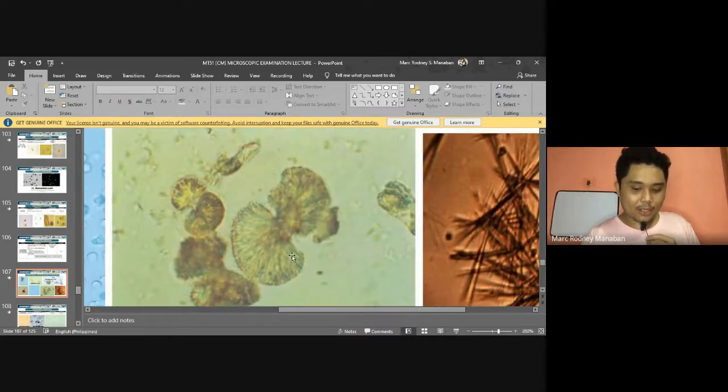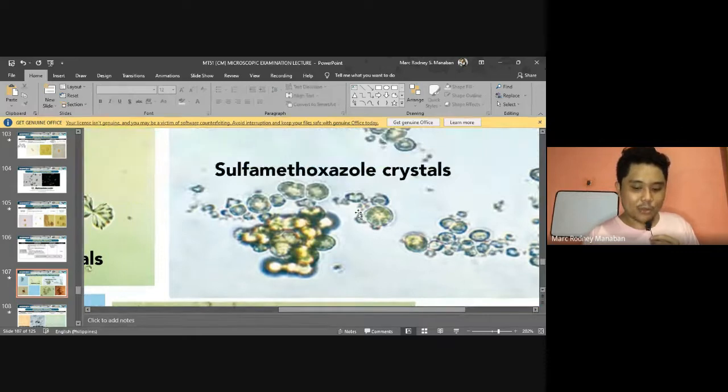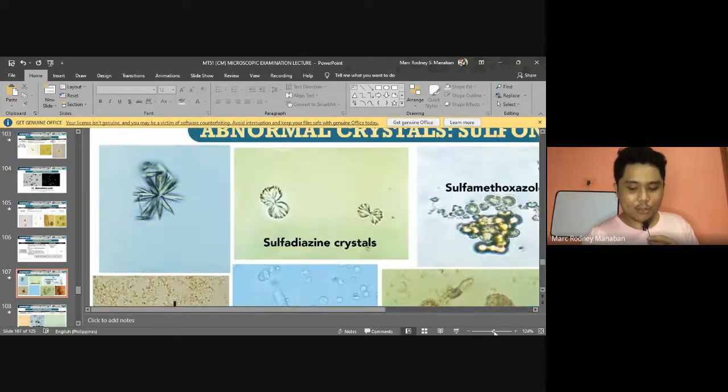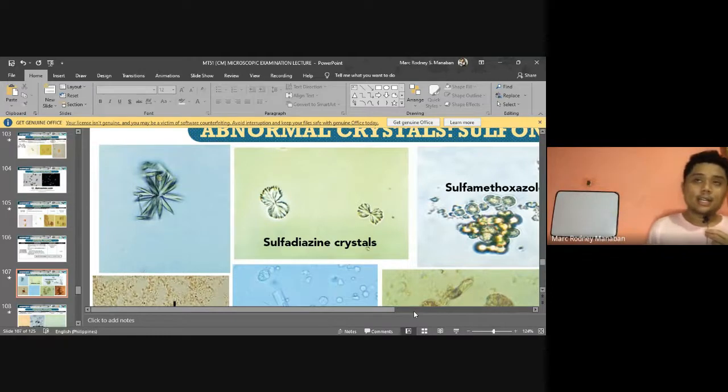And here, for example, again, sheaves of wheat, like a fan formation. And then, these are the sulfamethoxazole crystals. You have spheres with irregular radiation. And this one that looks like a fan is sulfadiazine. So sulfadiazine and sulfamethoxazole are the types of sulfonamides. And the common one, I think, is sulfamethoxazole, if I'm not mistaken.